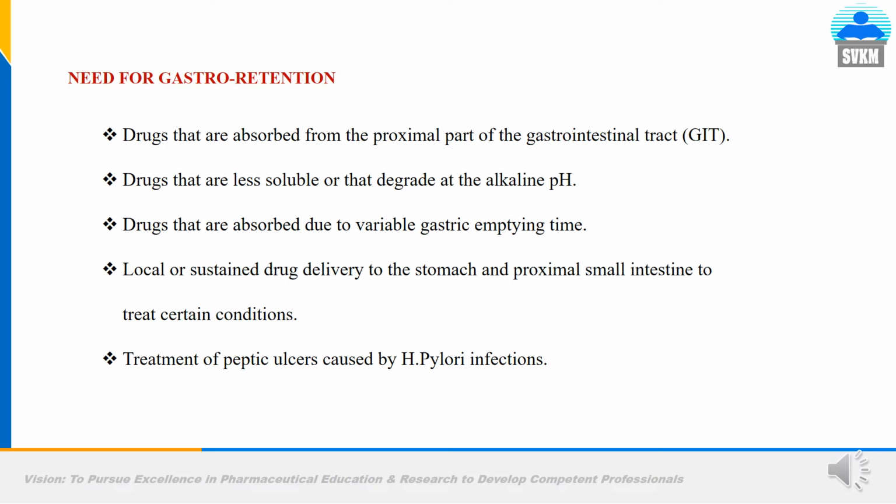As I said many times, for acidity conditions, peptic ulcer, any stomach infection, chronic bowel disease, or some cancer of the small intestine, we want the drug to stay at the targeted site where the diseased organ is. When it is the stomach or small intestine, GRDDS formulations are preferred. It is also used for treatment of peptic ulcer caused by H. pylori infections. This frequently occurs because of H. pylori: peptic ulcer is a situation in which ulcers are seen in the stomach. So if the drug resides there, we will get better efficacy.